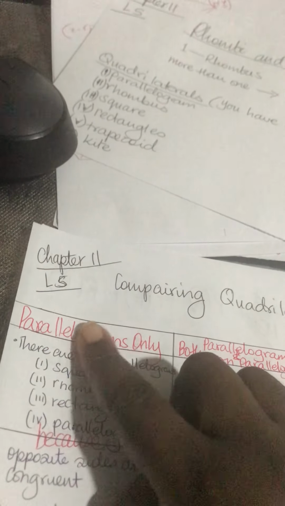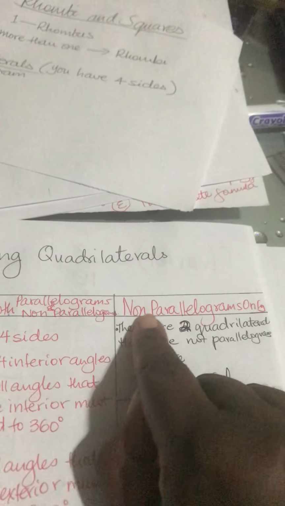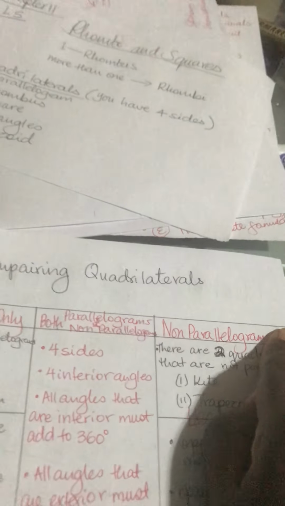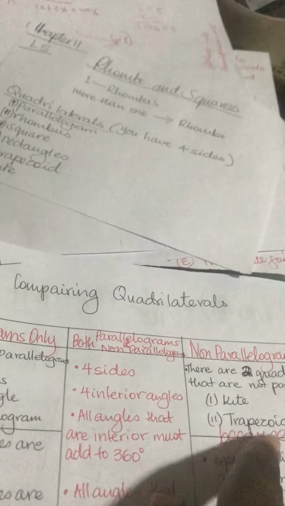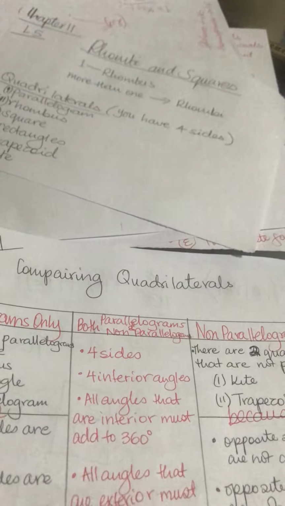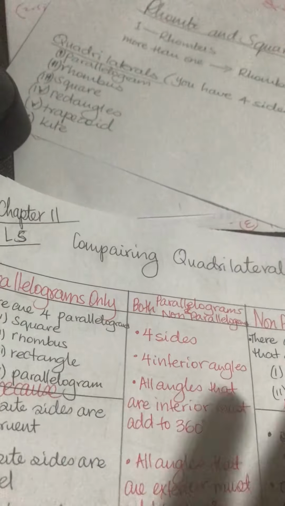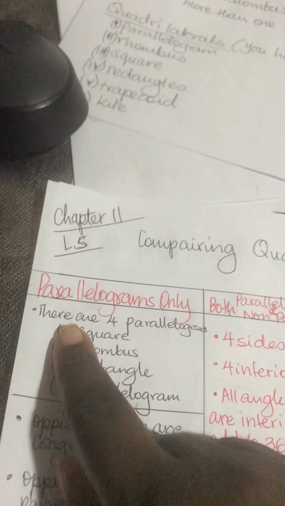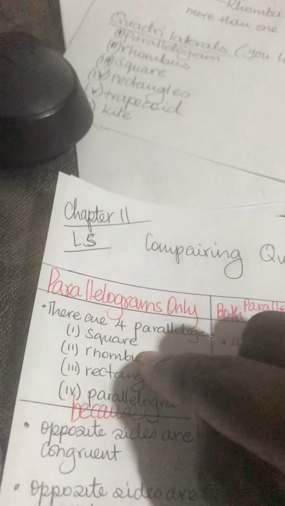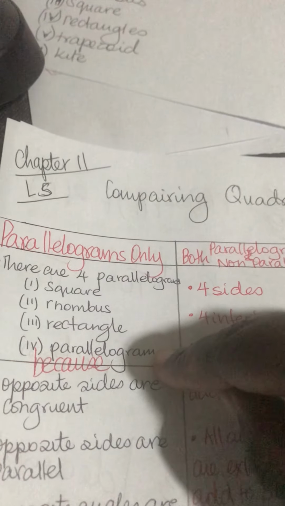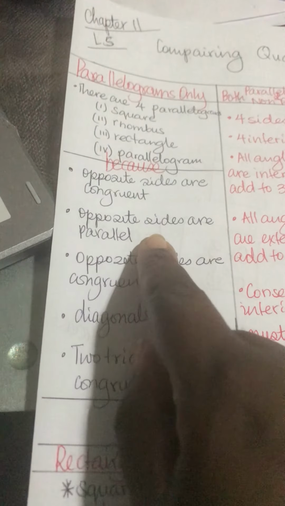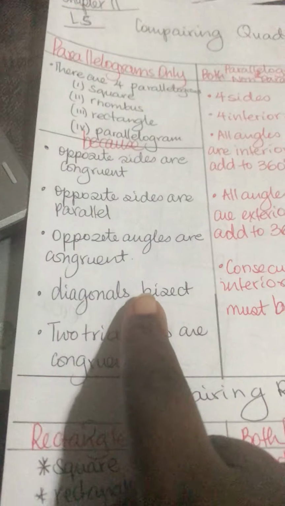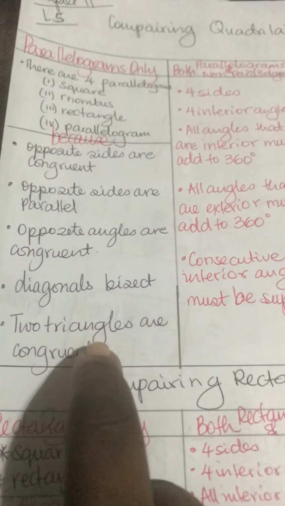We compare quadrilaterals that are parallelograms only, and quadrilaterals that are non-parallelograms only. And then here in the middle, we need to say what is the same, what is the similarity. So this is the similarity, these are the differences. Parallelograms only: there are 4 parallelograms: the square, the rhombus, the rectangle, and the parallelogram. Why? Because opposite sides are congruent, opposite sides are parallel, opposite angles are congruent, diagonals bisect, 2 triangles are congruent.